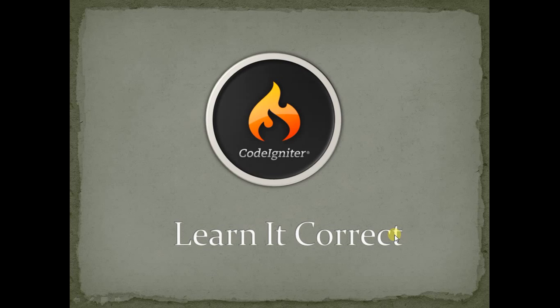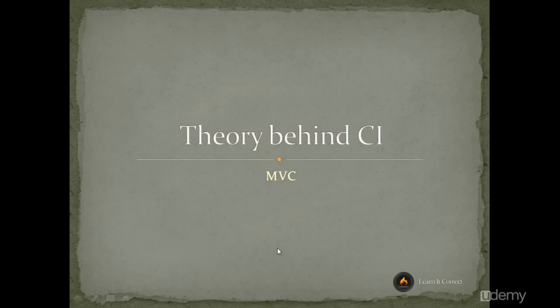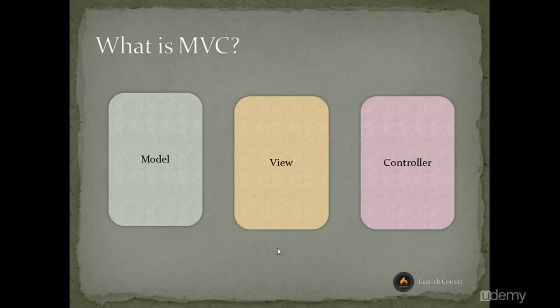Let's get started. Hello, in this video we are learning about the theory behind CI. This is MVC, Model View Controller. So let's get started and learn about MVC. MVC is an acronym for Model, View and Controller. This is a concept. So now we are doing programming.